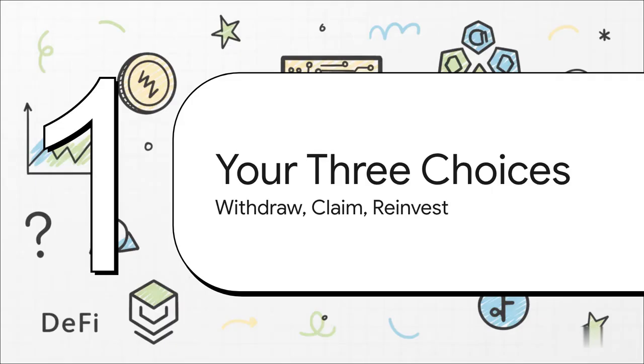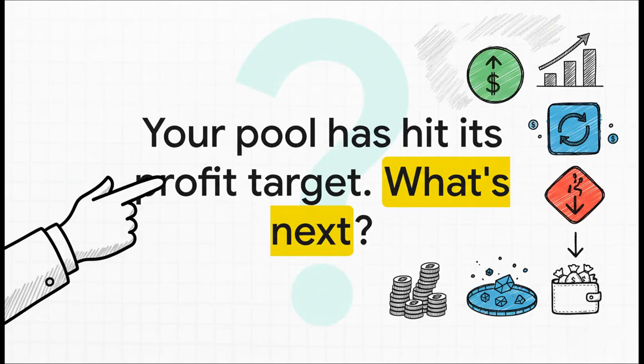Okay, so let's say it works. Your automated pool does its job and hits that 7% profit target. Bam! So what now? Well, you get to a fork in the road with 3 very different paths you can take. This is where you get to take back control. The platform gives you total say over what happens to your original money and the profit you just made, and you make that choice with one of 3 buttons.